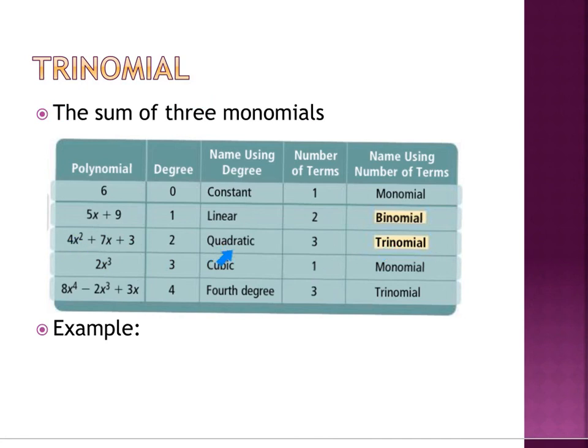Quadratic because of this quadratic equation. This one's a monomial, but it's cubic because of the third. This one's a trinomial because there's 3, but it's the 4th degree because of the 4 here. So there's multiple things I can ask you about each of these, and guess what I'm going to do on my quiz and test? Ask you about those, right?